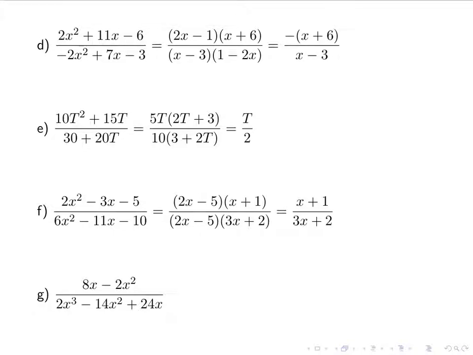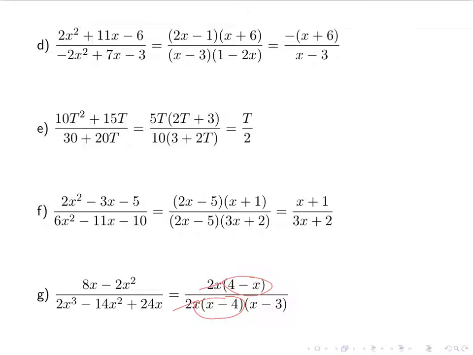And then our last one, 8x minus 2x squared over 2x cubed minus 4x squared plus 24x. Okay, so on the top, we have a GCF of 2x. On the bottom, we have a GCF also of 2x, and then it's still a trinomial that you will then have to factor. So you should be getting 2x times 4 minus x on the top, 2x times x minus 4 times x minus 3 on the bottom. The two 2x's cancel. I have 4 minus x on top. I have x minus 4 on the bottom.